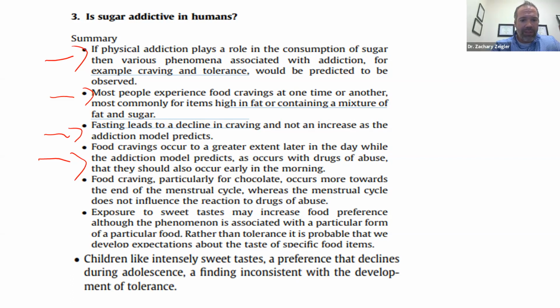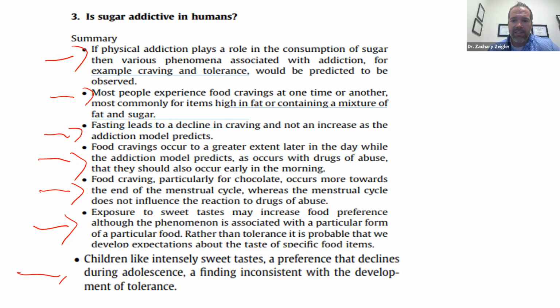We know that food cravings, particularly for chocolate, occur more towards the end of a menstrual cycle. Menstrual cycle doesn't have anything to do with drug abuse. We know that exposure to sweet tastes may increase food preferences, but the phenomena is associated with a particular form of food. So that's a little bit different. We also know that children like intensely sweet tastes, but the preference actually declines. Well, that doesn't work if you're addicted to any drug, it doesn't decline. And so there's a lot of reasons that no, we're not addicted like we are to drugs.